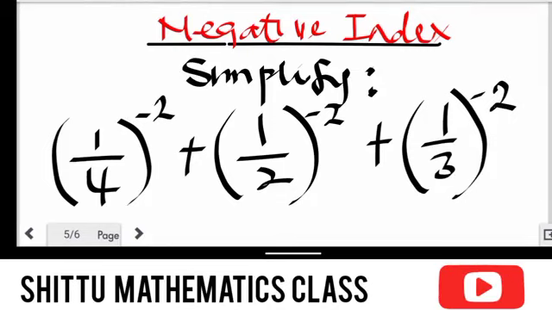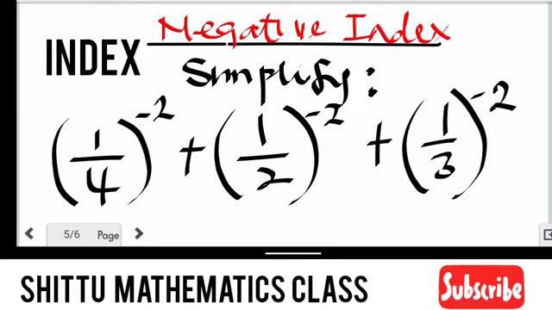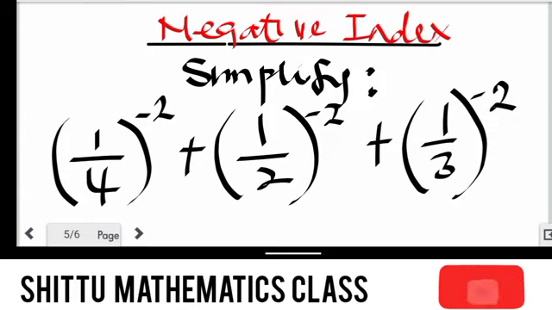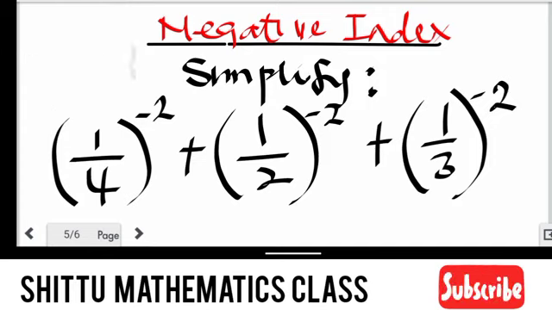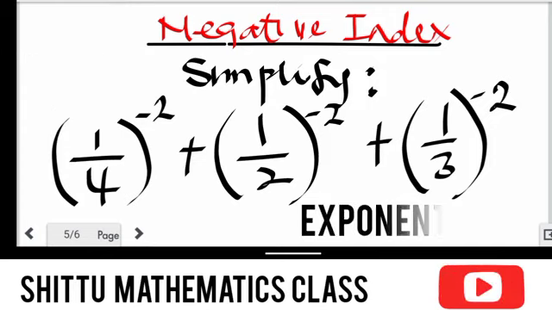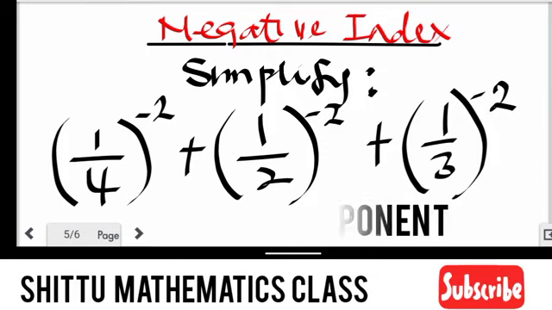In today's tutorial we are going to be looking at this topic on my board, and the questions we are going to solve. So we have negative index. What do we mean by negative index? Or let's say, what do we mean by index? Whenever you hear of index, it simply means power. So we call it power. It can be exponent, and it can also be index.